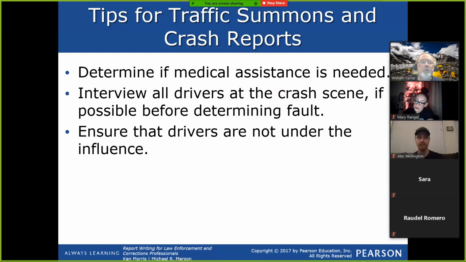You're going to want to interview everybody at the scene, if possible, before you determine fault. Don't assume that you know who's at fault, because until you really get into the meat of an investigation, you could be wrong. So make sure that you get all of the facts before you determine who's at fault, because it's not just going to be documented on the crash report.